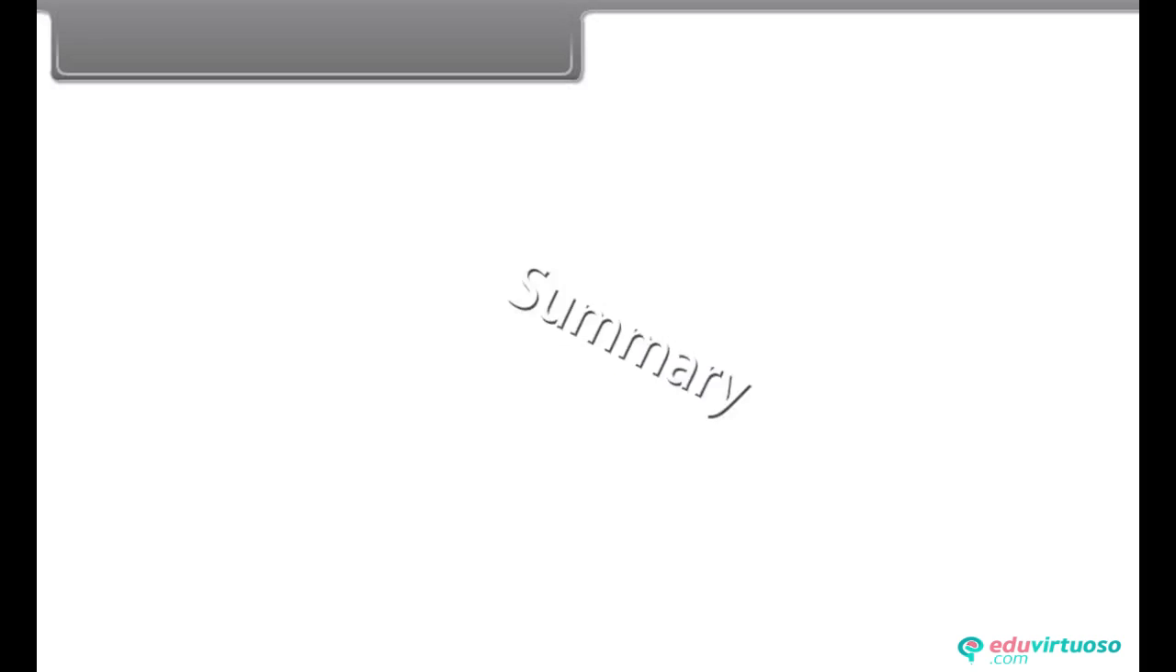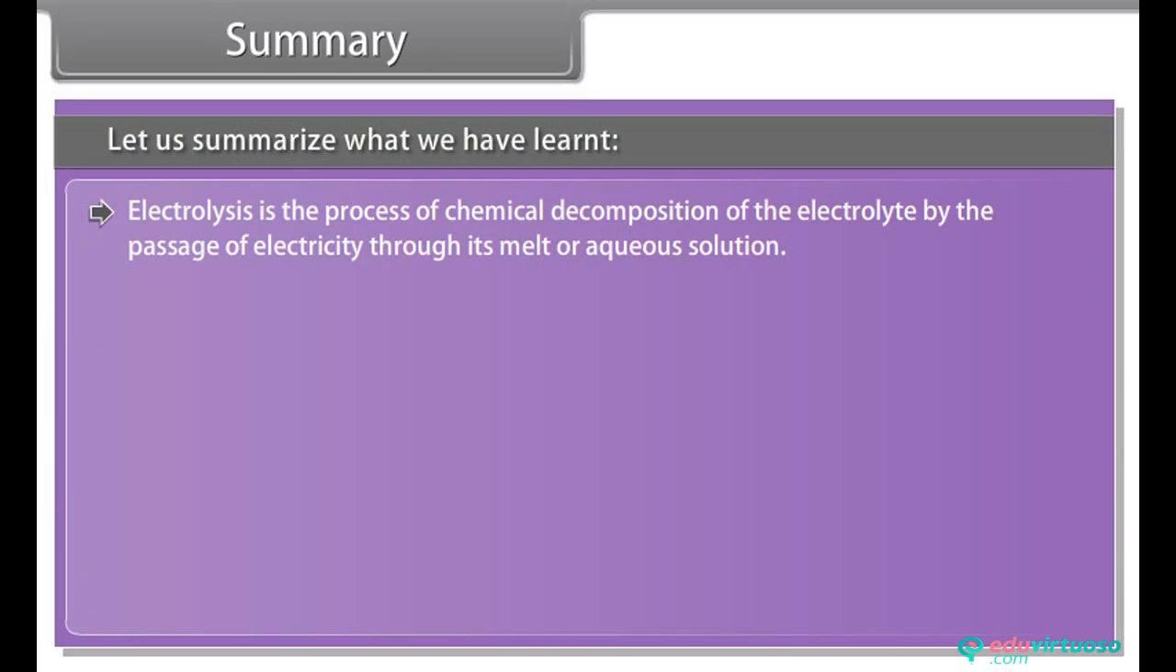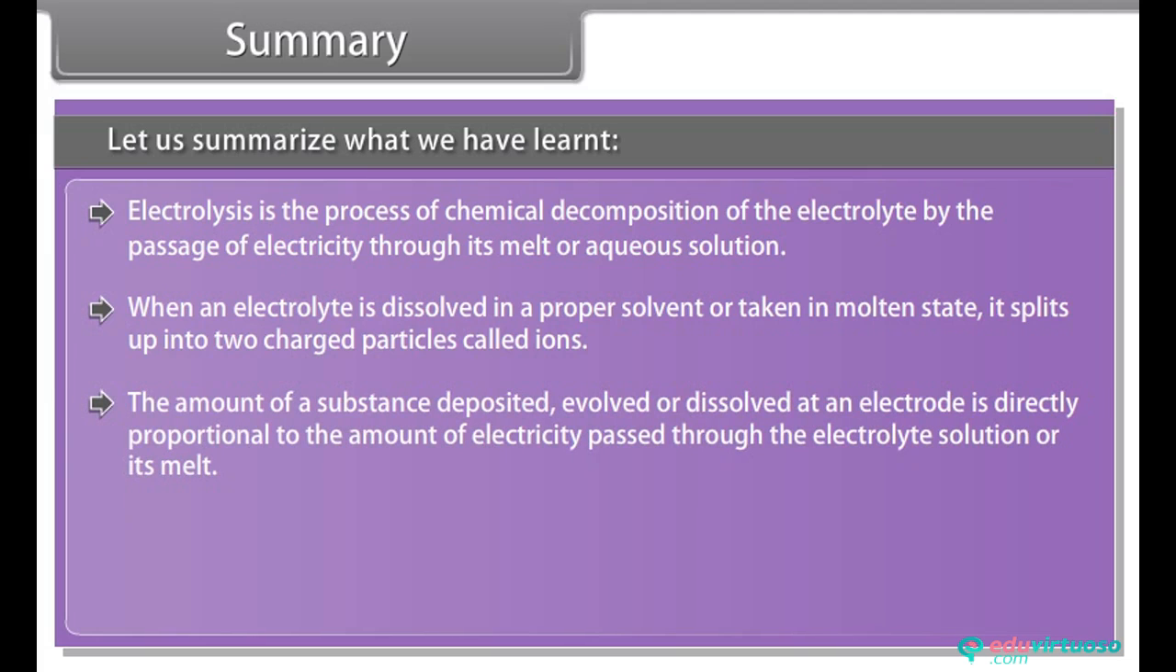Summary. Let us summarize what we have learnt. Electrolysis is the process of chemical decomposition of the electrolyte by the passage of electricity through its melt or aqueous solution. When an electrolyte is dissolved in a proper solvent or taken in molten state, it splits up into two charged particles called ions.